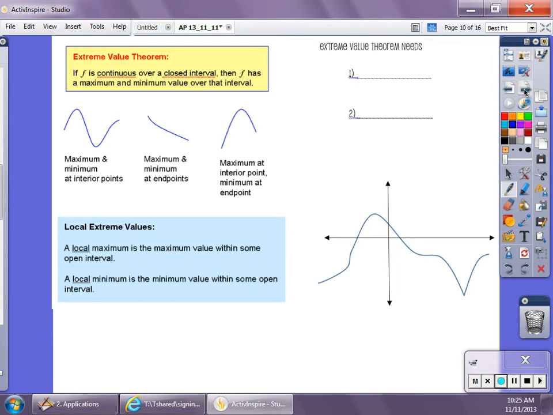So I gave you here EVT, if a function is continuous over a closed interval. So just like IVT, you need it to be continuous on A to B, which is a closed interval. So the continuity only matters within A to B. Some of you had a really hard time with that. I don't care if there's 30 vertical asymptotes before A. That doesn't matter. From A to B is all I care about.